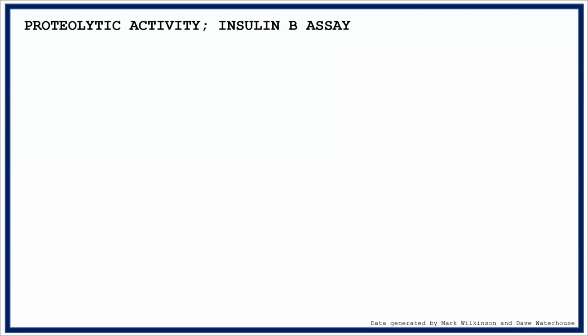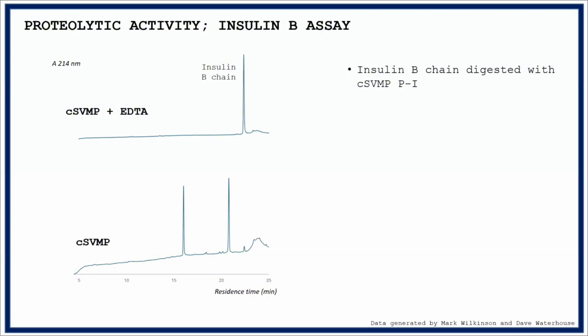So now we knew that we had a consensus P1 that was well recognised by antivenom. We next wanted to see if it was functional. And so the next 3 slides are going to show a series of different proteolytic activities. The first one is insulin B. And we digested an insulin B chain with the consensus P1.